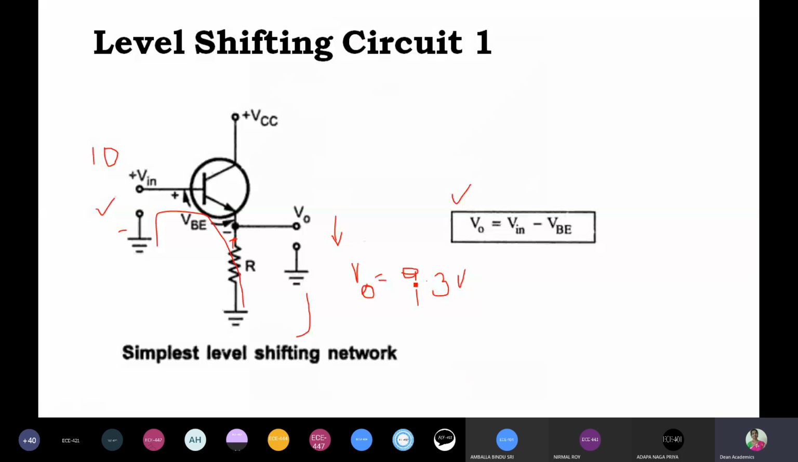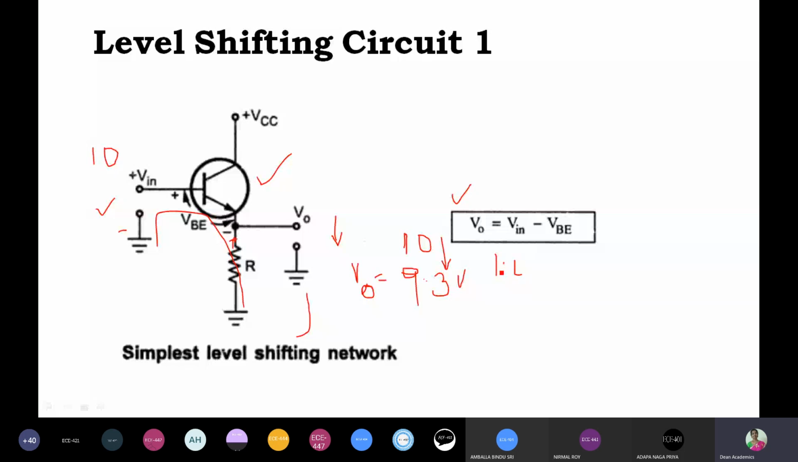Earlier Vin was 10 volts, and now you are able to shift this voltage to 9.3. So the only thing is, with this simple arrangement you are not able to do much. If there is some voltage, you are able to shift this DC level only a little bit, right?